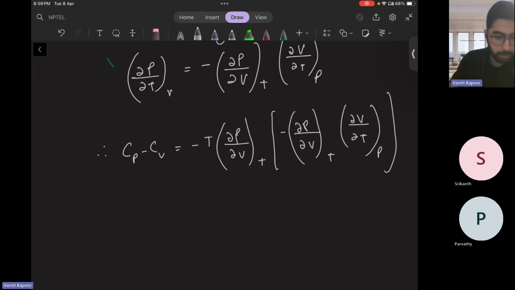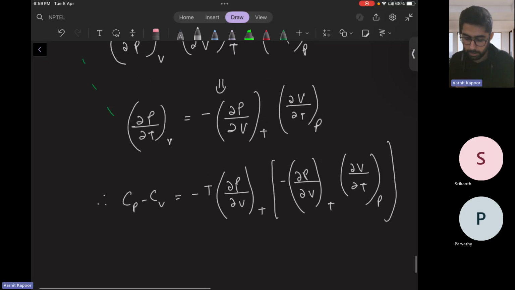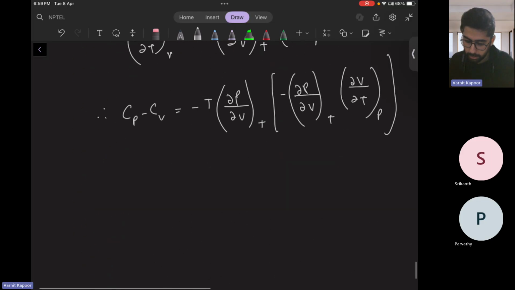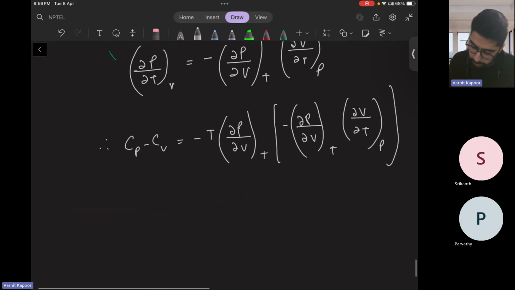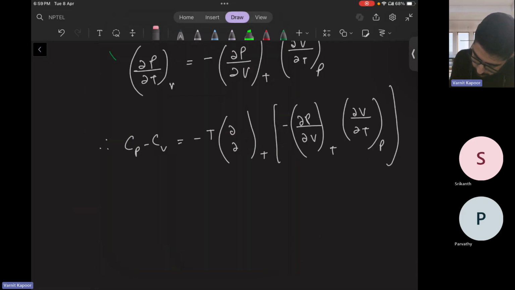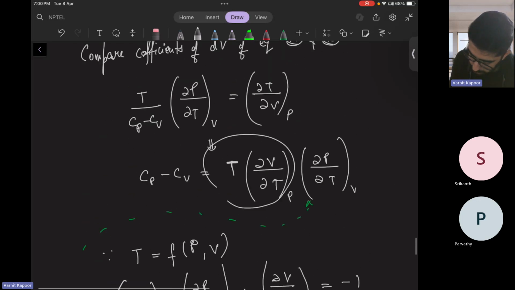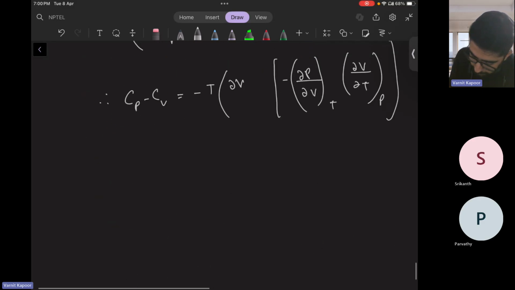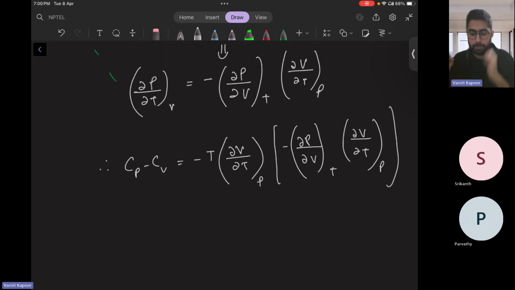Okay, clear? Any doubts? ∂V by ∂T. Oh, sorry, ∂V by ∂T at constant pressure. Mistake. So this was T into ∂V by ∂T, at constant pressure. Okay, after putting.